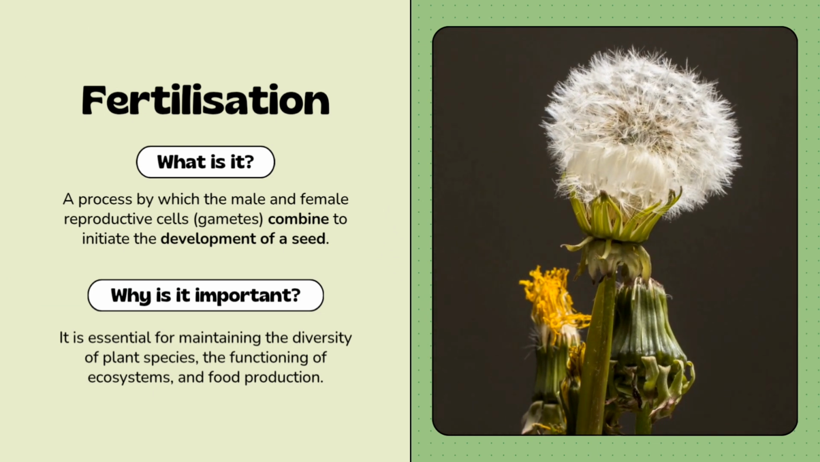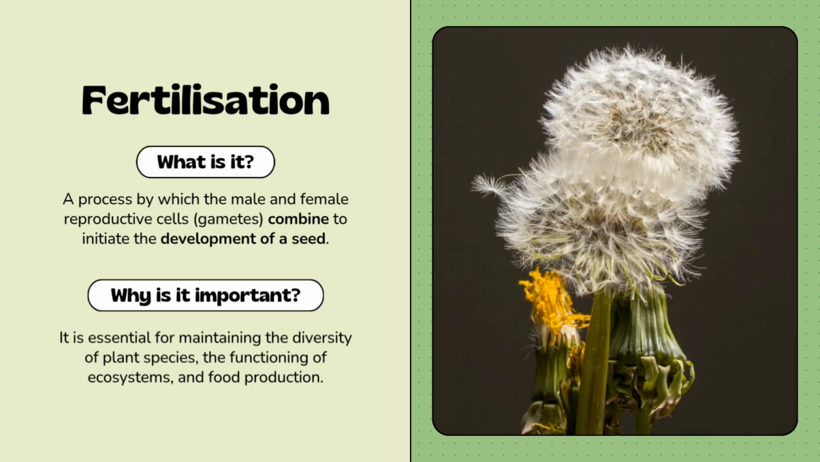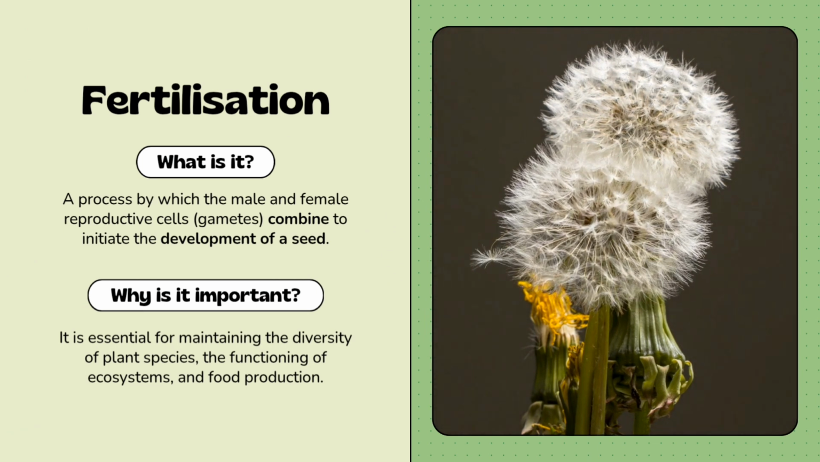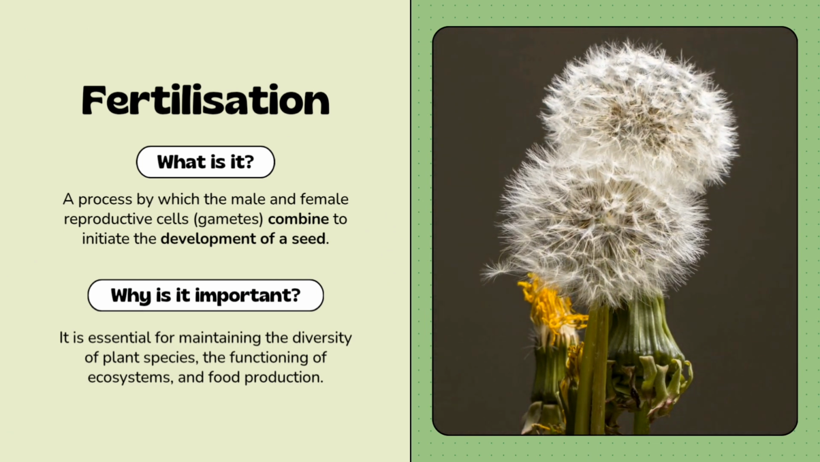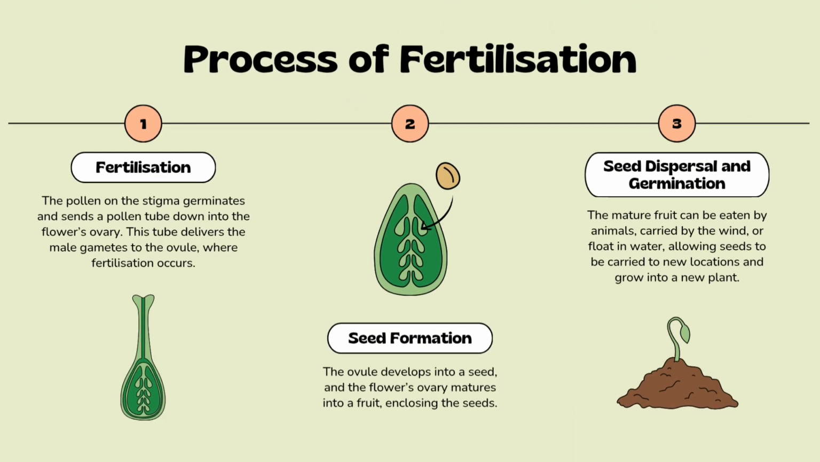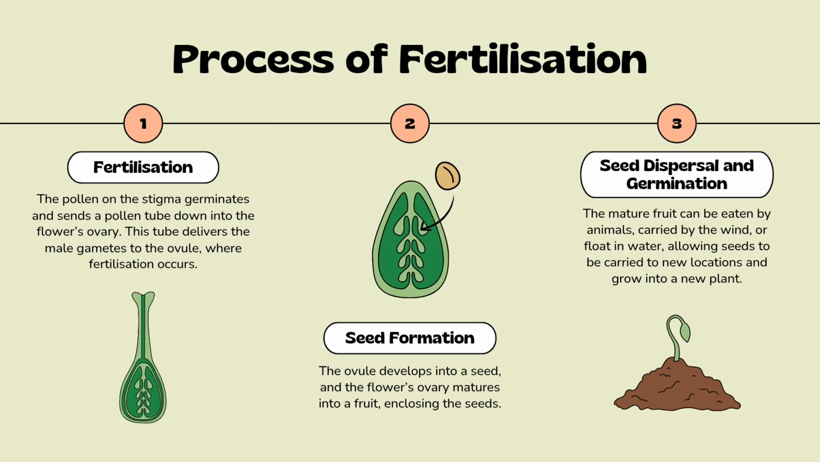After fertilization, magic begins. The ovule develops into a seed. The ovary develops into a fruit. Yes, the fruit is actually a matured ovary. That means when you eat a fruit, you are technically eating a developed ovary. Science is fun and slightly shocking sometimes.